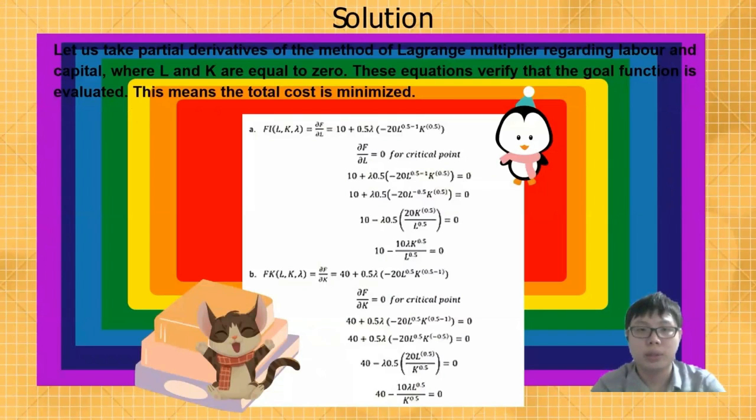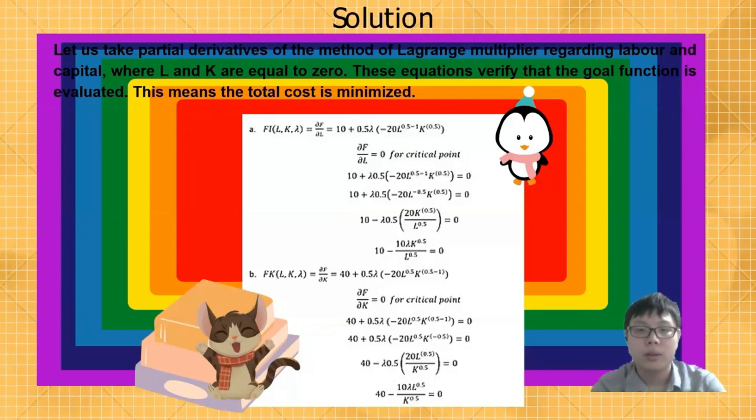Let us take the partial derivatives of the Lagrange function with respect to labor and capital, where L and K are set equal to 0. This implies that the goal function is evaluated, which means the total cost is minimized. For the partial derivative with respect to L, it is equal to 10 plus 0.5 lambda multiplied by negative 20 L to the power of 0.5 minus 1 times K to the power of 0.5. So the partial derivative with respect to L is equal to 0 for the critical point.